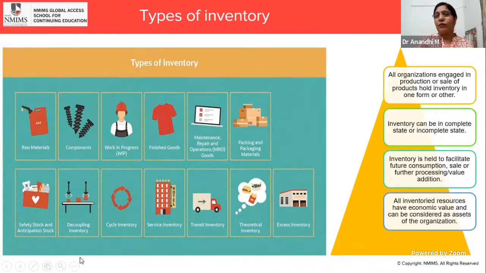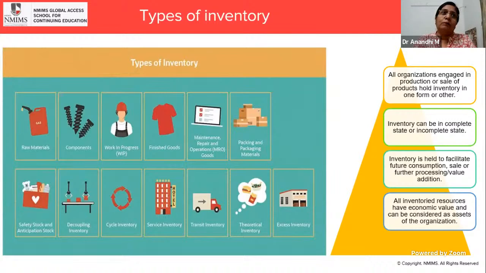The decoupling inventory mostly will be in the form of raw materials and components, kept on the safer side. Beyond safety stock, which is normally calculated and kept on hold, with decoupling inventory, if you anticipate that there is going to be a sudden surge in demand, you anticipate that and hold the inventory. That is called decoupling inventory.